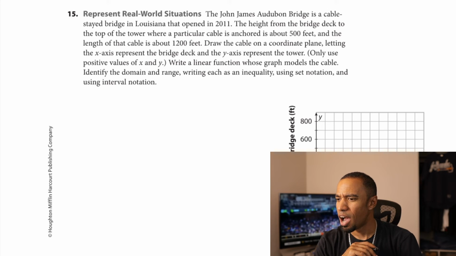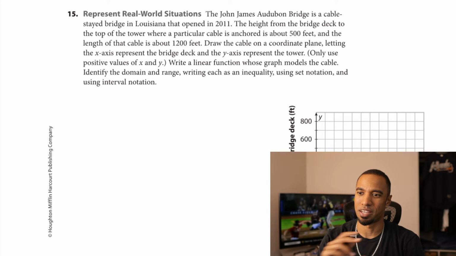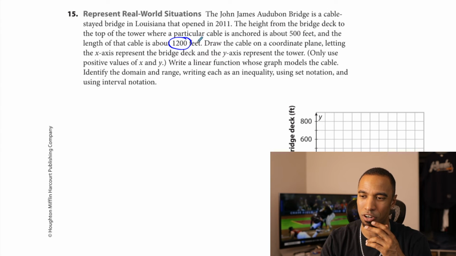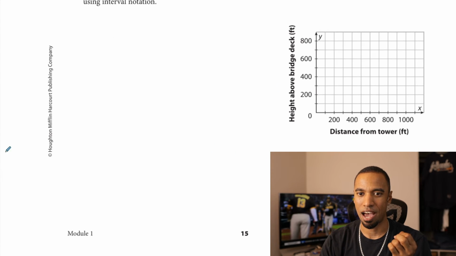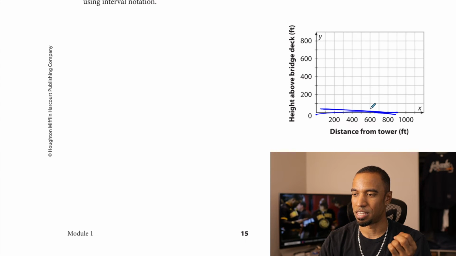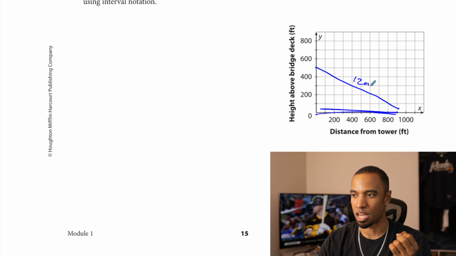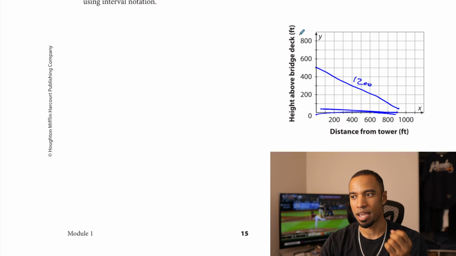Identify domain and range. When I said oh, it's because when they say the cable is 1,200 feet, the cable is not the distance from the tower. The cable is not this right here. The cable is this right here. So that's got to be 1,200. And I'm kind of surprised that they put that.